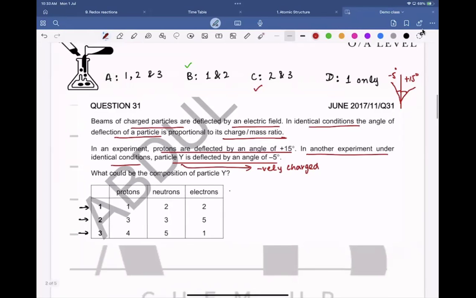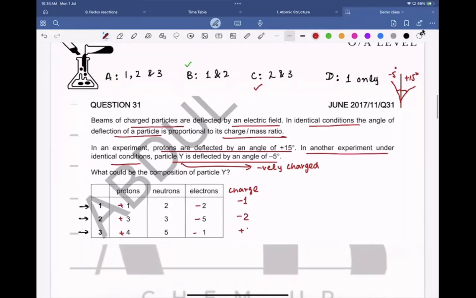Now, if I work on the charges of these, this is positive 1 and negative 2, positive 3 and negative 5, positive 4 and negative 1. So the net charge of particle 1 is going to be minus 1. The net charge of particle 2 is going to be minus 2. And the net charge of particle 3 is going to be positive 3. Is this understandable? Yes, sir. So statement 3 goes wrong, isn't it? Yes. If you have any query till here, you can ask. No, sir.